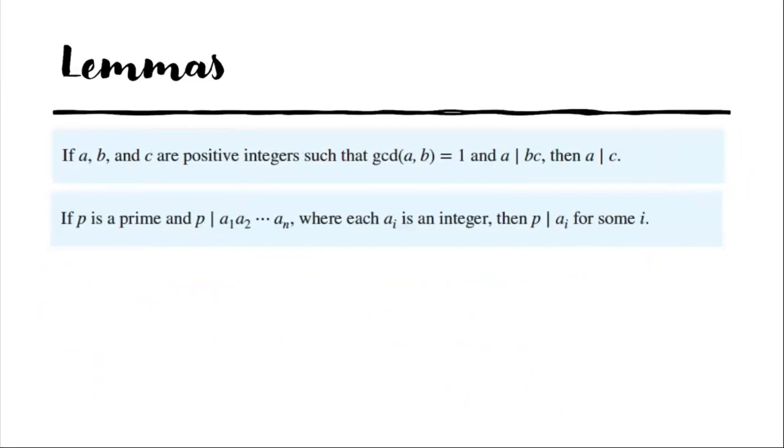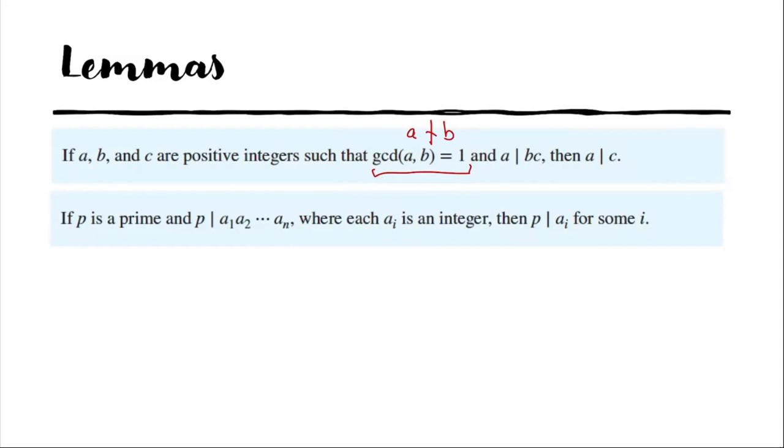Okay, so next, if we have A, B, C, they are all positive integers, and we have GCD of A and B equals 1, and A divides B times C, then with these two conditions, we can conclude that A divides C. Now the GCD of A and B equals 1, we mentioned, means they are relatively prime. Also this means A and B don't share a common factor. In other words, A will not divide B. And not only that, since their GCD is 1, none of the factors of A divides B, since they don't share any common factor.